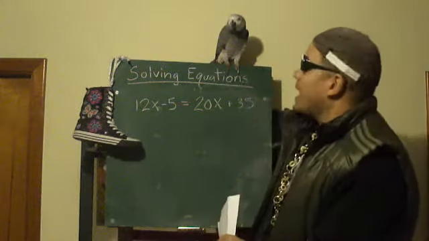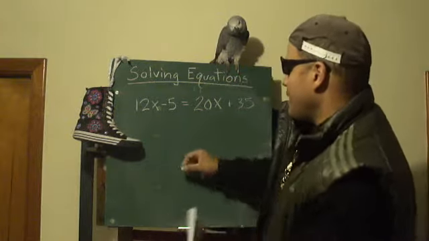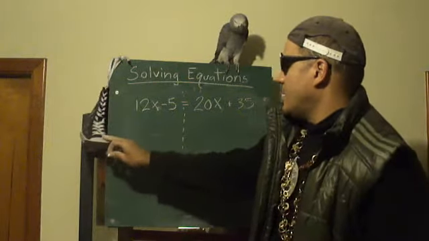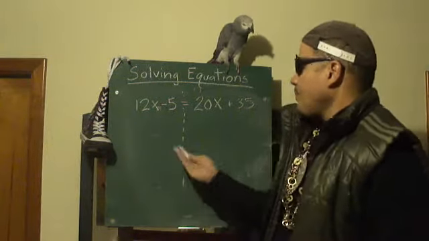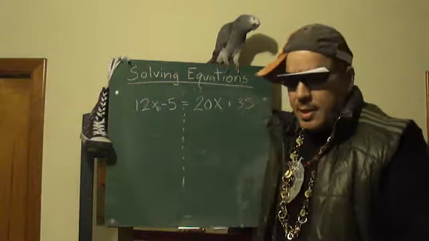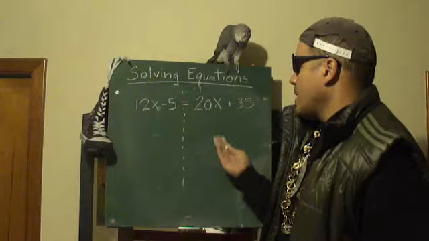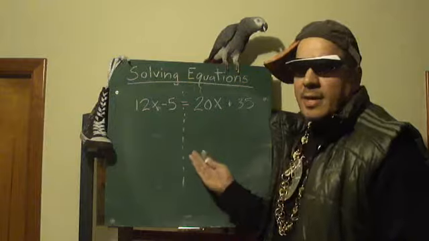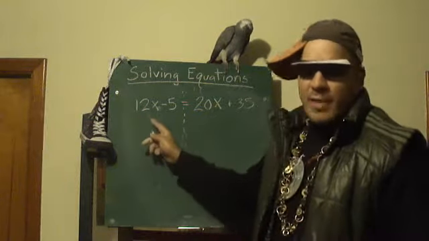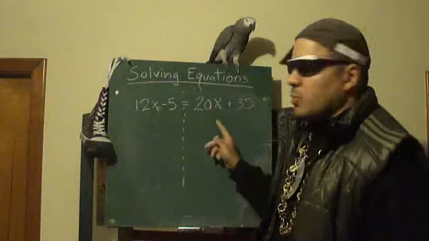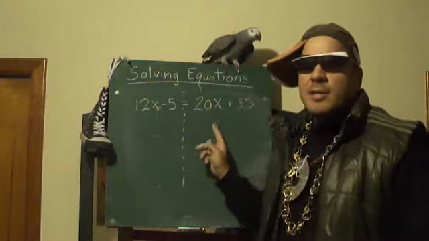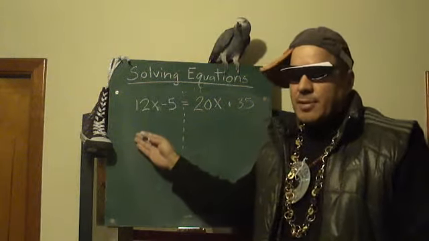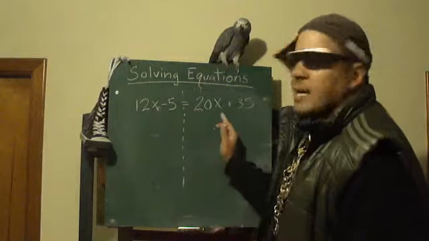All right? Okay? Let's pay attention. Ready? I always like to do that dotted line. Now, which side do we want to put our x's on? We could put them on the left side, we could put them on the right side, but in this case, I'm going to tell you why it's a little bit easier to put them on the right side. Because the 20x is bigger than 12x. If you subtract 12x from 20x, you're still going to be left with a positive term. But if you subtract 20x from 12x, now you're dealing with a negative term. So it's okay to isolate x on the right side.